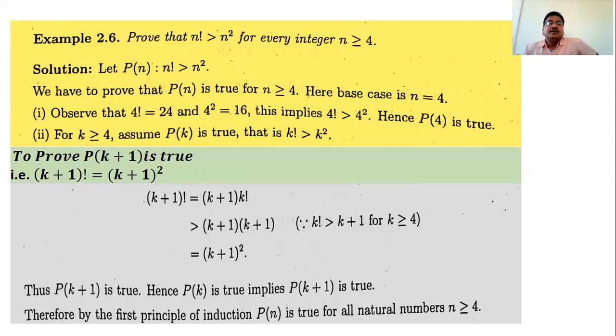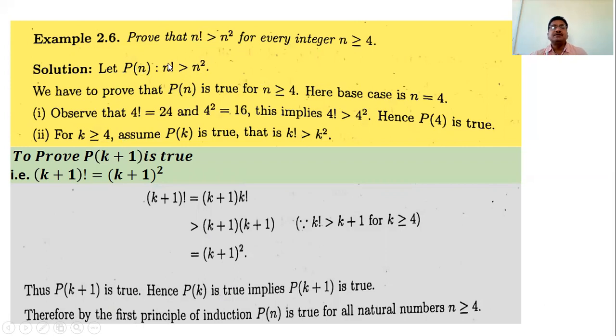Not necessarily is Pn true for n equal to 1. The condition given is that n is a natural number greater than or equal to 4. So don't take n as 1, 2 or 3; take n as 4 or 5 or 6 in the first step. Denote the statement n factorial is greater than n square by Pn, and now we have to show Pn is true for n equal to 4 in the first step.